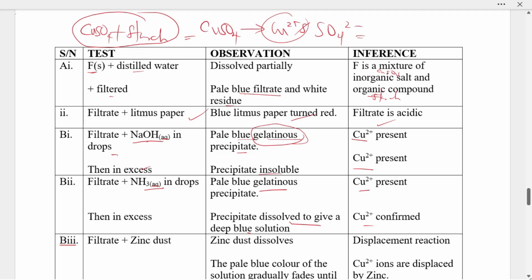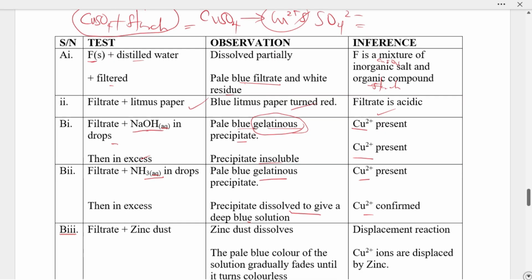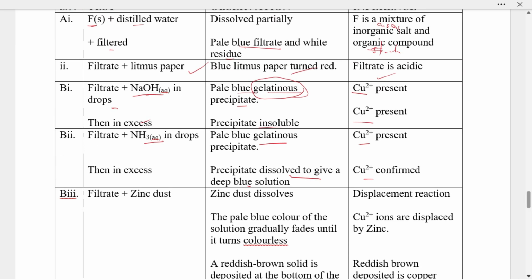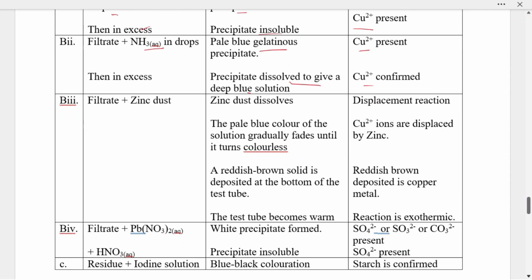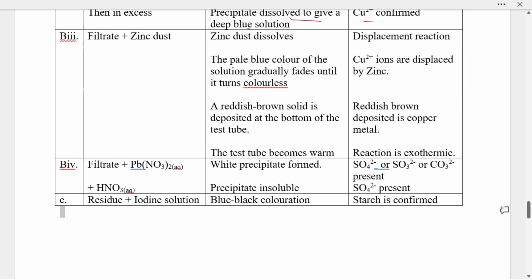All right, so let's quickly move forward to the next one, which is filtrate plus zinc dust. If we add zinc dust to the filtrate, what are we likely to get? Of course, the zinc dust will dissolve in the filtrate. That's a displacement reaction, and the pale blue color of the filtrate solution gradually fades until it turns colorless. So Cu2+ is being displaced by zinc.